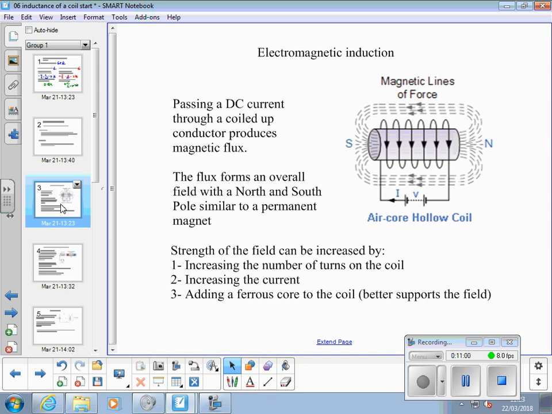So, if we pass a DC current through a coiled up conductor, like we were doing over here, just turn it off if it's too hot, okay, we produce lines of magnetic flux. And what we end up with is that the flux will produce an overall field with a north and a south pole. The rules for magnets are that these lines of flux form complete circles. They have a direction which is north to south outside the magnetic material. So these are going from north to south, they go the opposite direction inside.